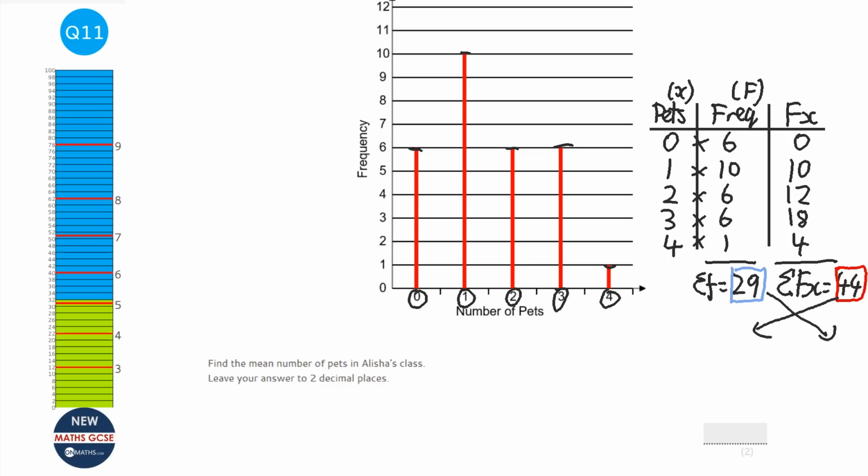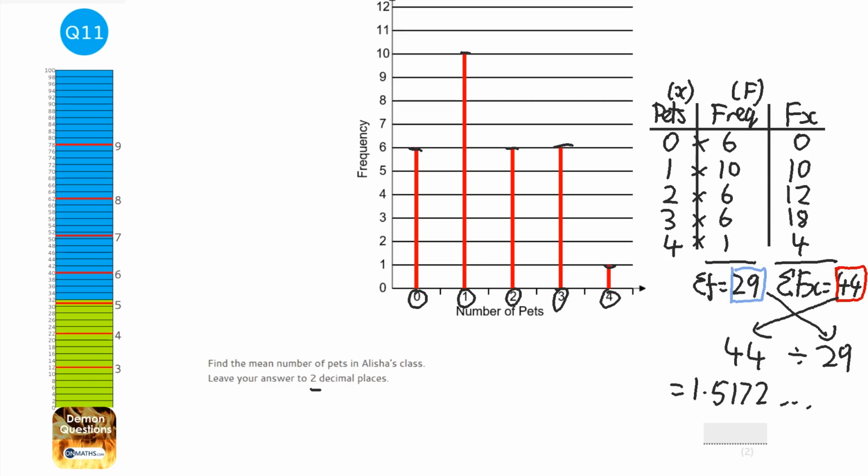Okay, so it's 44 over, which means divide, 29. So 44 divided by 29. And it comes up with a fraction on the calculator, so just press S to D. And that equals 1.5172 and so on. It asks for 2 decimal places, so to 2 decimal places that is 1.52, because that 7 moves that 1 up.